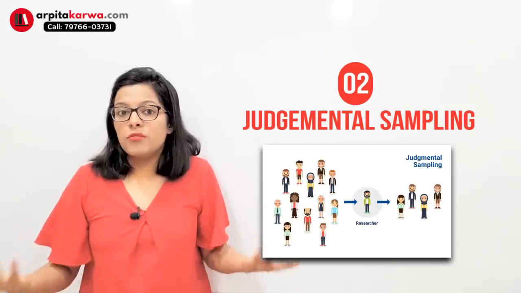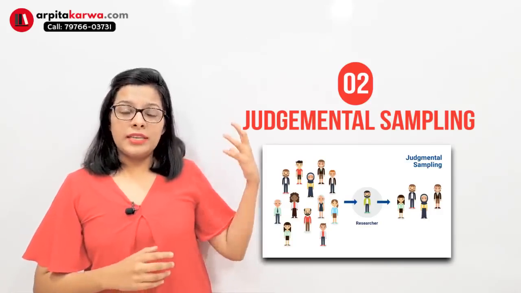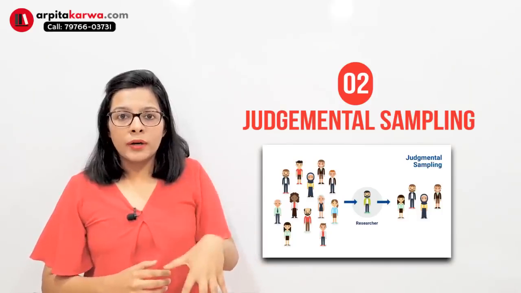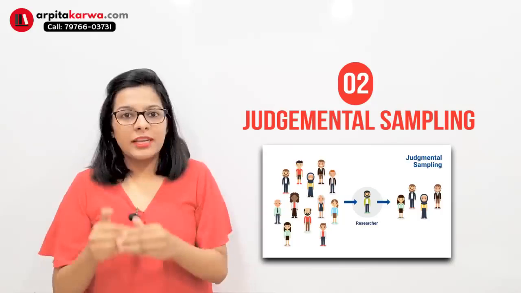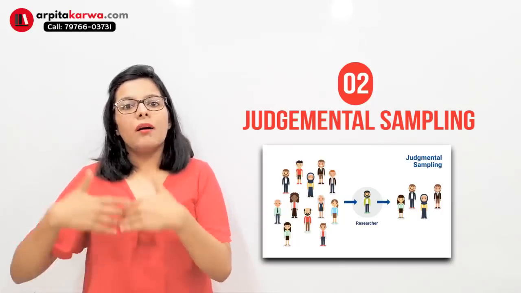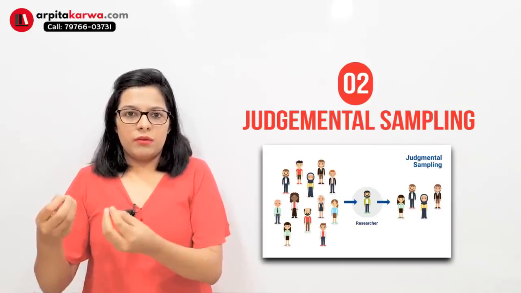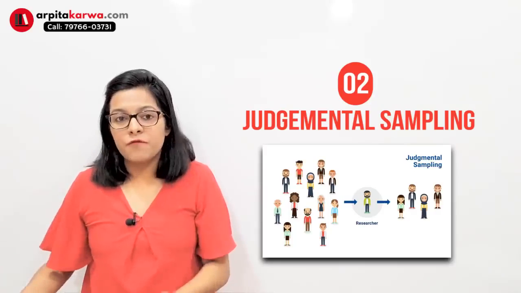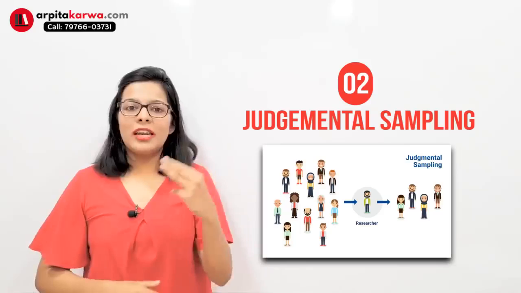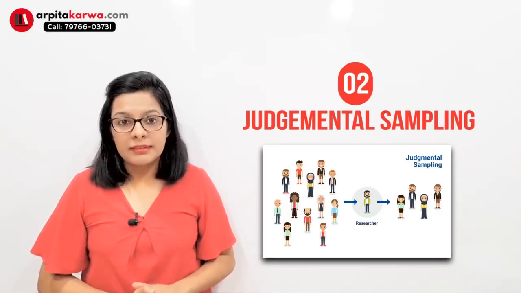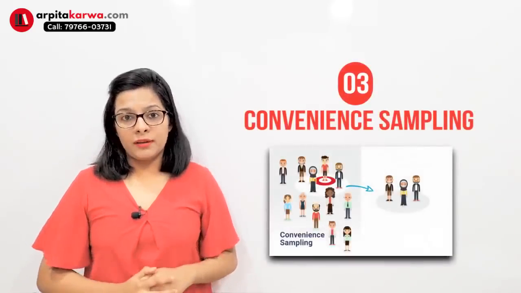For example, if I'm researching on the effect anger has on my health, I'm deliberately going to choose certain people I know who become angry in their day-to-day life very easily. So this is judgmental sampling. And the third type of non-probability sampling is convenience sampling.